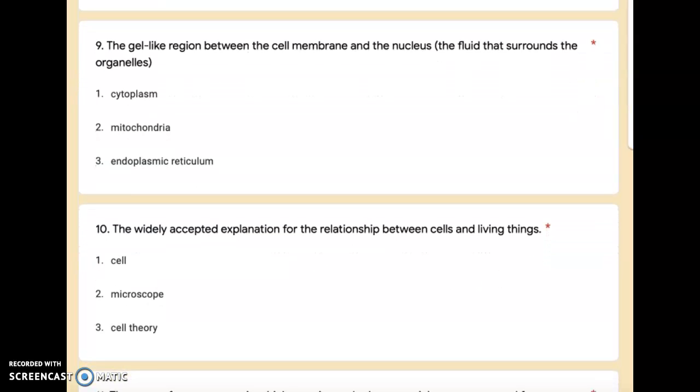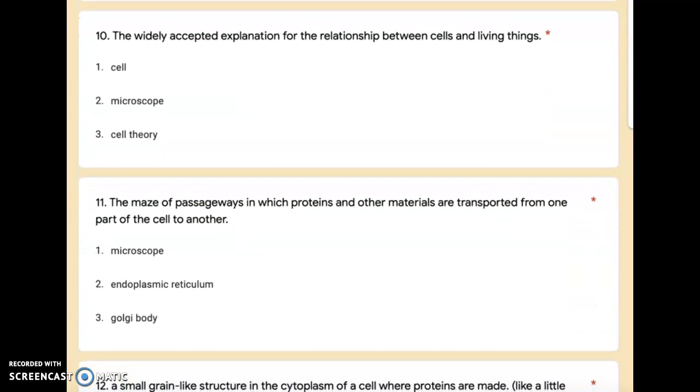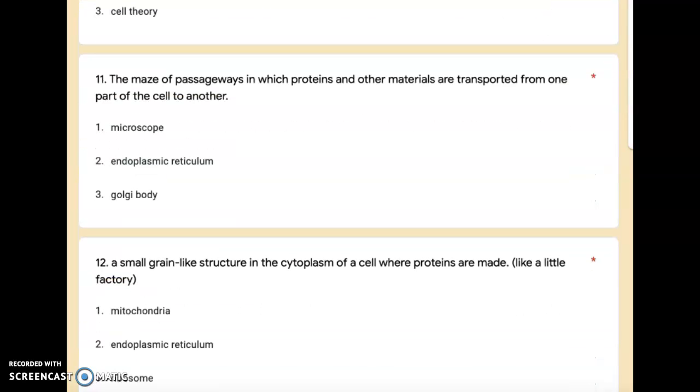Number 9. The gel-like region between the cell membrane and the nucleus, the fluid that surrounds the organelles. Is that the cytoplasm, mitochondria, or endoplasmic reticulum? Number 10. The widely accepted explanation for the relationship between cells and living things. Is that cell, microscope, or cell theory?